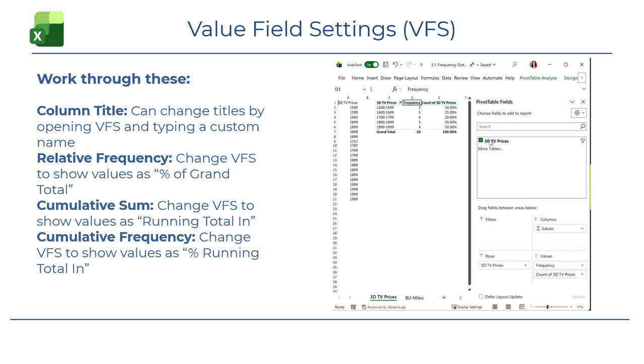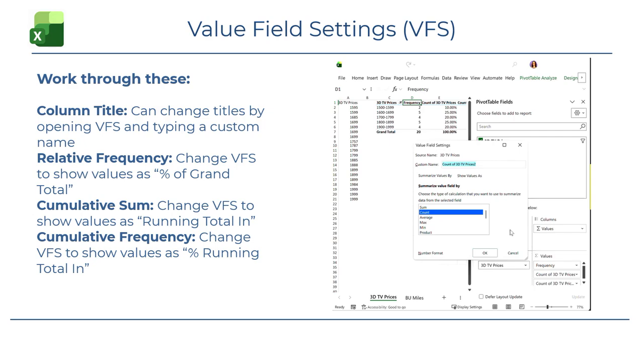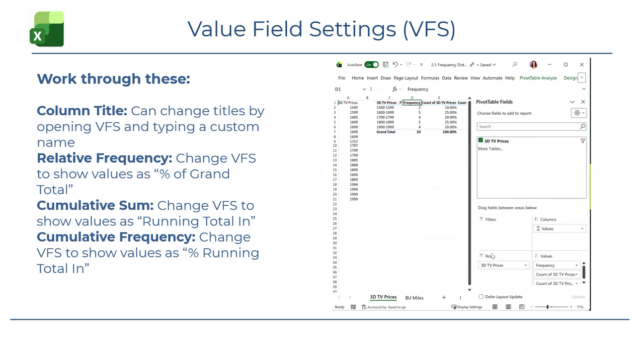I can have a cumulative sum. So again, I can add another column. And this time for value field settings, I'm going to choose show values as running total in. I'm going to go until I find that, running total in, and then click OK. So again, now that's a cumulative. And again, I would go up here and change this to cumulative, relative frequency, and so forth.